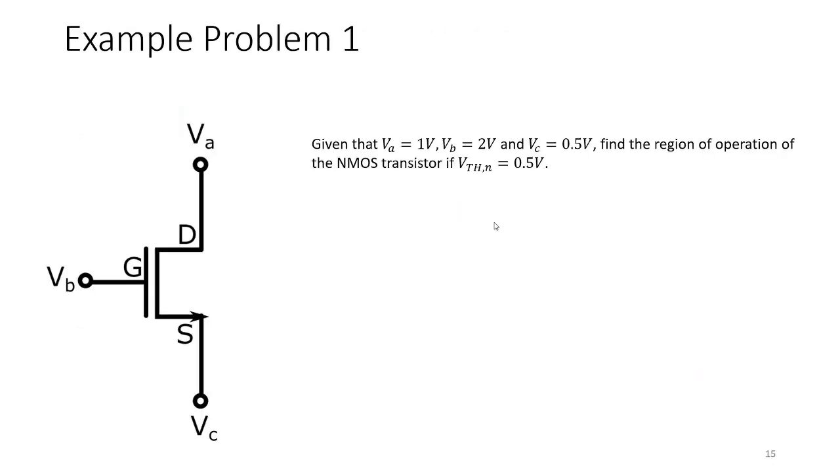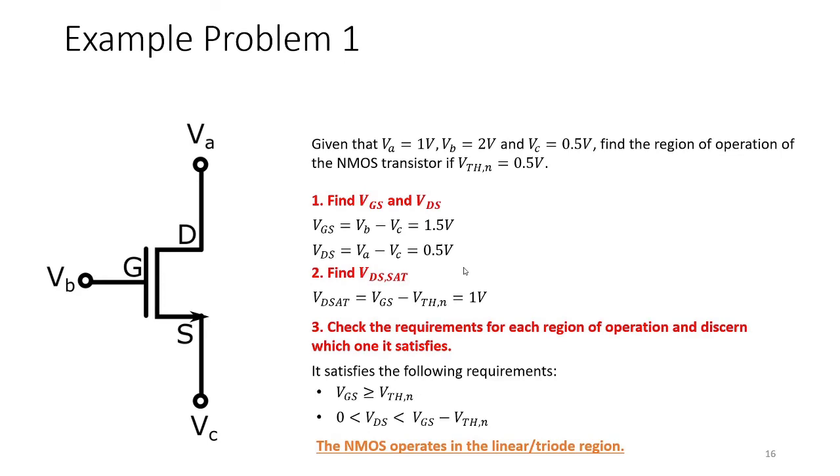So how do we use all these ideas? I'm going to give an example. This is an NMOS. Given that VA is 1 volt, VB is 2 volts, and VC is 0.5 volts, find the region of operation of the NMOS transistor if VTHN is 0.5. So, first step, you always find VGS and VDS. VGS for this one is VB minus VC. VB is 2 volts and VC is 0.5 volts, so you subtract that, you get 1.5.